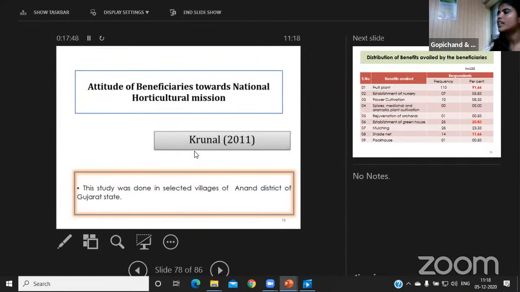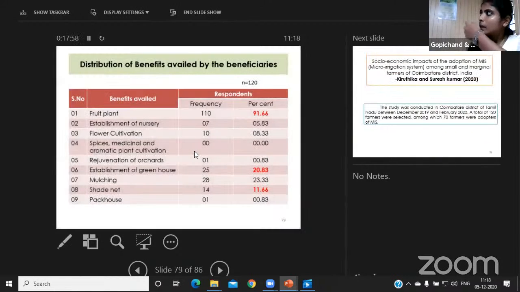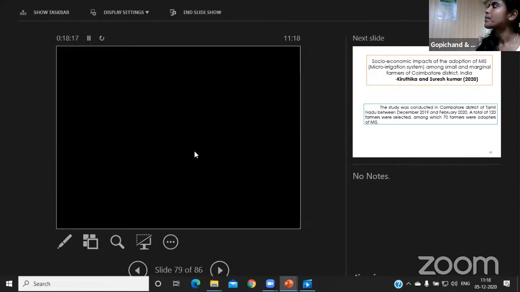And coming to the research studies, the attitude of beneficiaries towards the National Horticulture Mission. The study was conducted in selected districts of Anand district of Gujarat. Distribution of benefits availed by the beneficiaries: around 91.66% of the beneficiaries availed benefits under fruit plants only. And for establishment of greenhouse, they obtained 20.83% of subsidies. And for shade net, they have obtained 11.66% of subsidies.